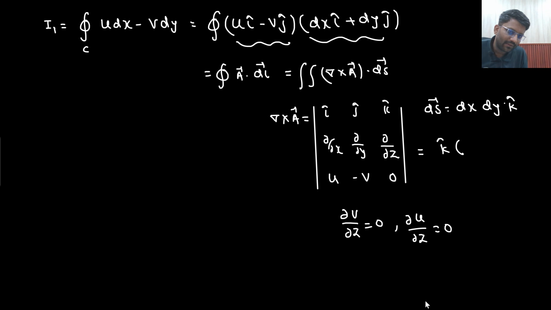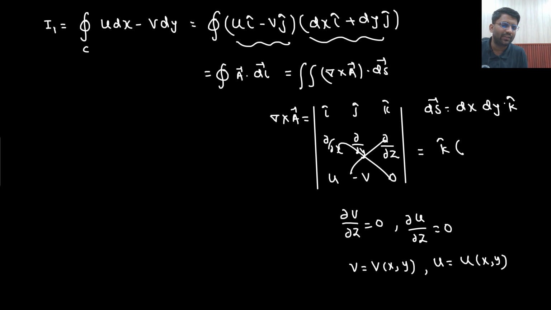Can anyone tell why? Because both are functions of x comma y. V is a function of x comma y, and u is also a function of x comma y. So if you are partially differentiating a function of x comma y with respect to z, the answer will be 0 only, no? So only the k cap term would come. This and this will give you 0 result, and then for the j cap term, this and this will give you 0 result.